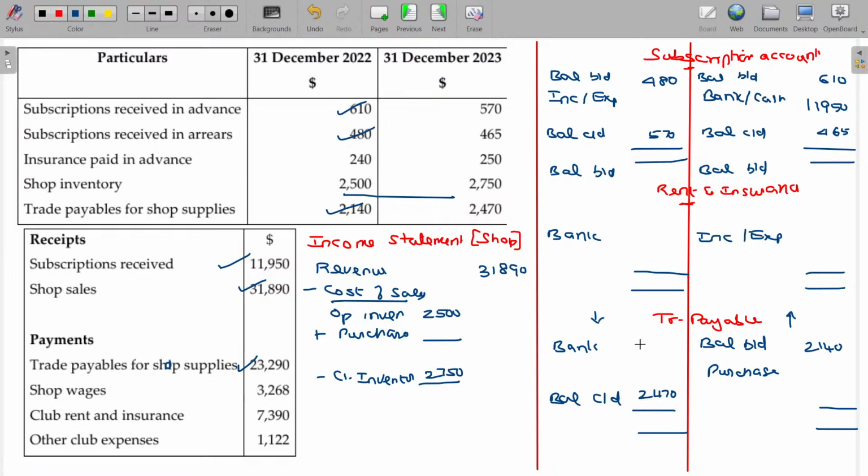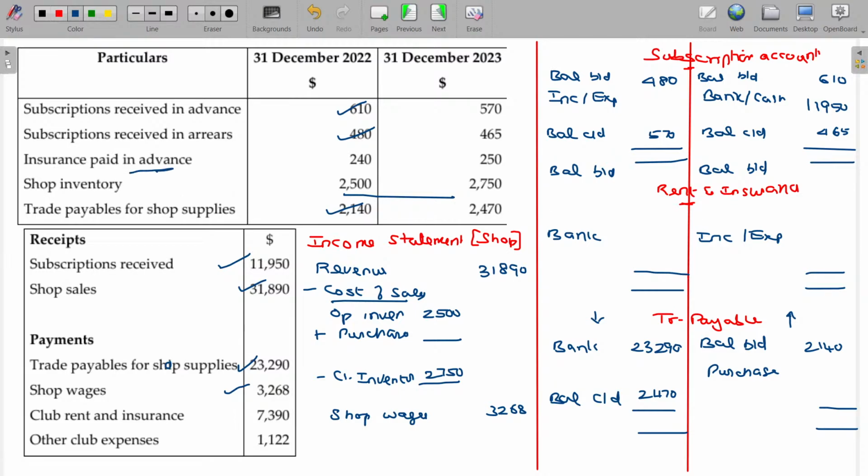Okay, here is payment 23,290. The payment made to the trade payables 23,290. Shop wages related to this one, special expenses meant for this shop only should be subtracted from here, the value being 3,268. Club rent and insurance, of course, not required. It's a common expense to be posted only in the income and expenditure account. We are not going to prepare that, not asked here. But of course, there is an adjustment here. So this ledger account to be prepared, no. So we can now incorporate those things here.